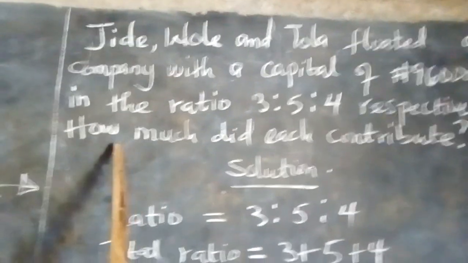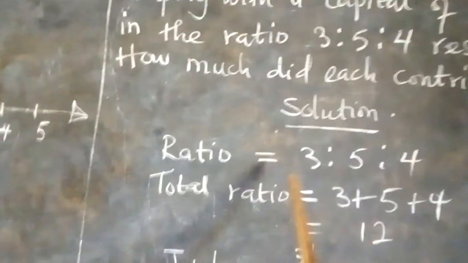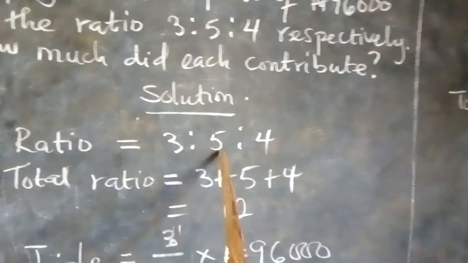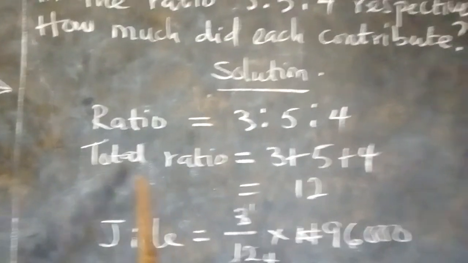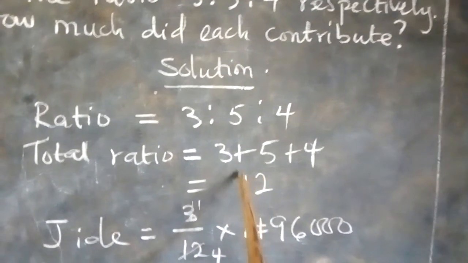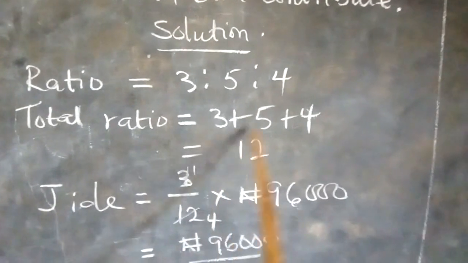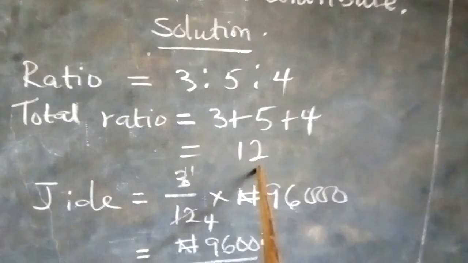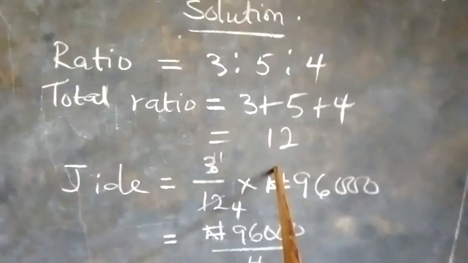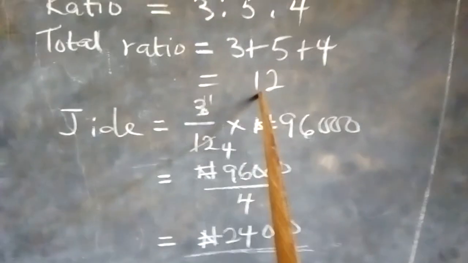Mind you, the question is asking us how much did each person contribute? The ratio given was 3:5:4. So now we need to find the total ratio, which is 3 + 5 + 4. We add the three ratios together. At the end of the addition, we got 12, 3 + 5 + 4 = 12. That is our total ratio. We now start finding the amount each person contributed.